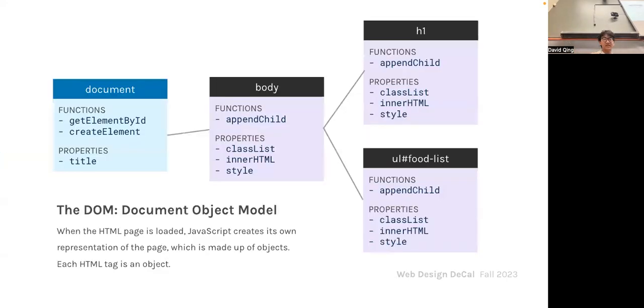As a very basic introduction into this whole topic, we have the DOM, which is the document object model. Basically, whenever we load an HTML page, this is what gets rendered into our JavaScript. It's a representation of what that HTML page looks like using these little objects, which is each of the little squares. And each one of these objects has functions, maybe append child, or get element by ID. And then it also has properties, which are like class list, the inner HTML, the style, etc.